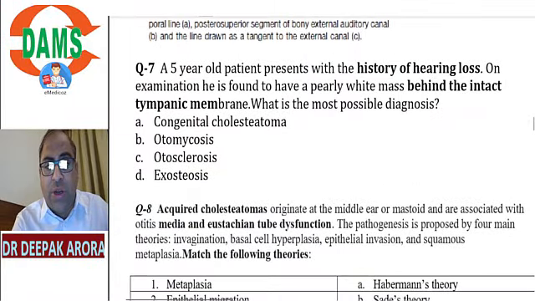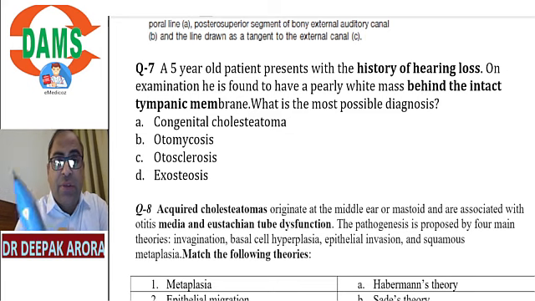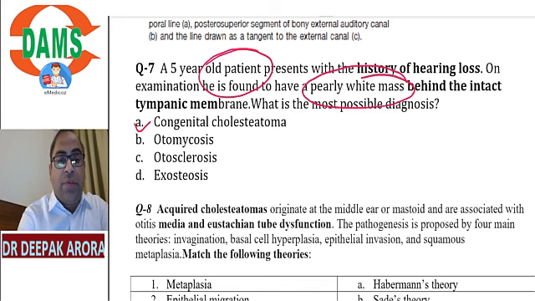Coming to the next one, question number 7. I want everybody to reply. A 5-year-old patient presents with a history of hearing loss. On examination, he is found to have a pearly white mass behind an intact tympanic membrane. What is the most probable diagnosis? Hearing loss, 5-year-old child, pearly white mass. Spot diagnosis. It is congenital cholesteatoma. Done. So let us dissect this MCQ.